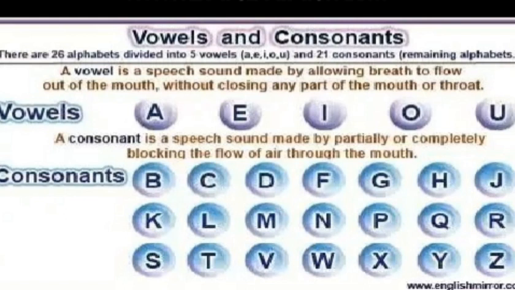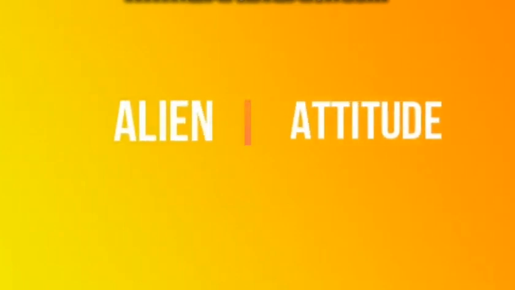You know that there are 26 alphabets in English, and among them 5 are vowels, A, E, I, O, U, and the consonant letters are 21. So in total, 26 alphabets in English, right? I have a question. A-L-I-E-N, how will you pronounce it?